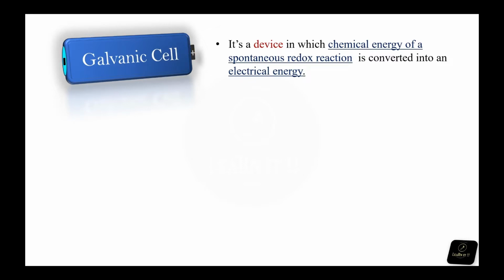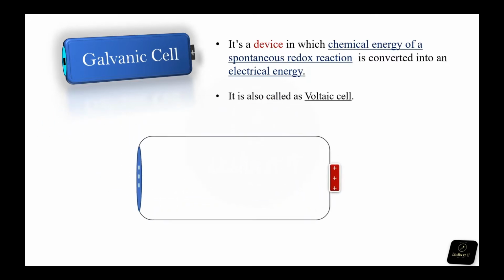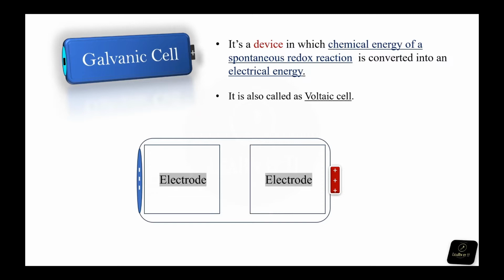The galvanic cell is also called a voltaic cell. So let us look at the components of the galvanic cell. A galvanic cell contains two electrodes. One is negatively charged, another one is positively charged, and they are connected by a salt bridge. At the negative electrode, the electrons are generated. At the positive electrode, the electrons are consumed.